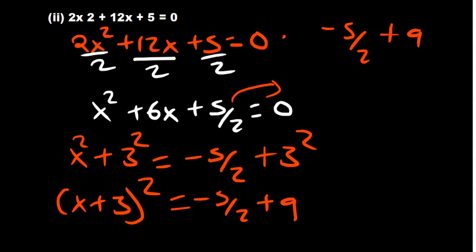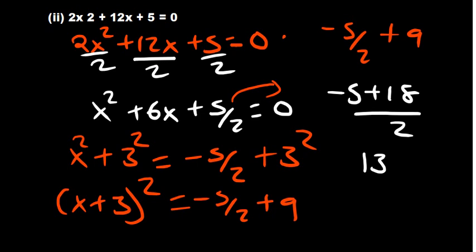The easiest way of adding fractions is to multiply that 9 by 2, which will be 18. So you have negative 5 plus 18 over 2. 18 minus 5 is 13. So we have 13 over 2. Okay, let's try to show that.